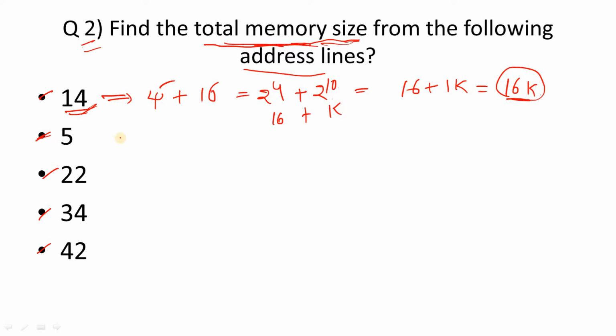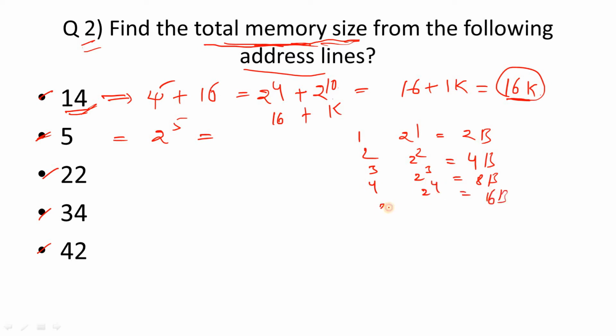Coming to 5, that means 2 power 5. Initially, one address line, 2 power 1, is 2 bytes. 2 address lines, 2 power 2, is 4 bytes. 2 power 3 is 8 bytes, 2 power 4 is 16 bytes. 5 address lines, 2 power 5 locations, is 32 bytes. So in this case, 32 bytes is the memory size.